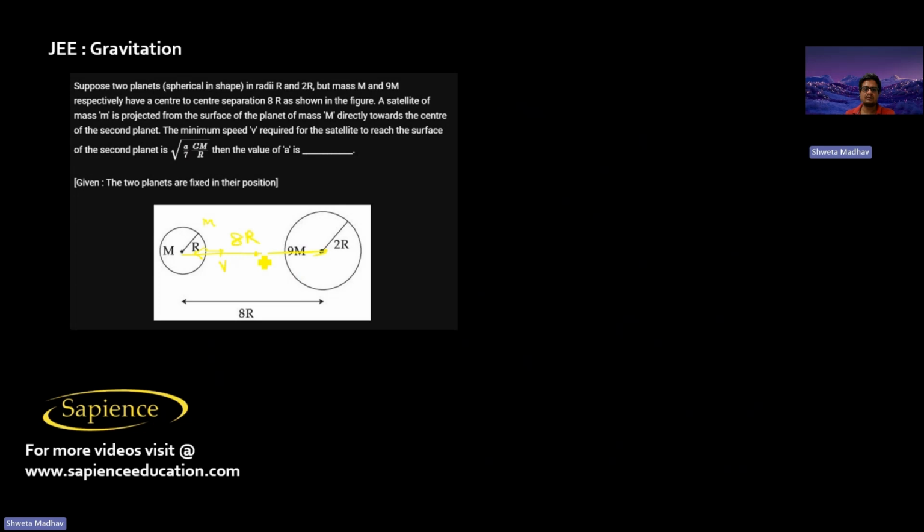So we have to reach the neutral point. If it can reach the neutral point, then due to inertia of motion, it will automatically reach the surface of the planet with radius 2r. So the neutral point we have to find out, which is at a distance x from the mass M. So we can say that here the net gravitational force will become 0. So I can say that GMm by x square should be equal to G into 9M into m by (8r minus x) whole square.